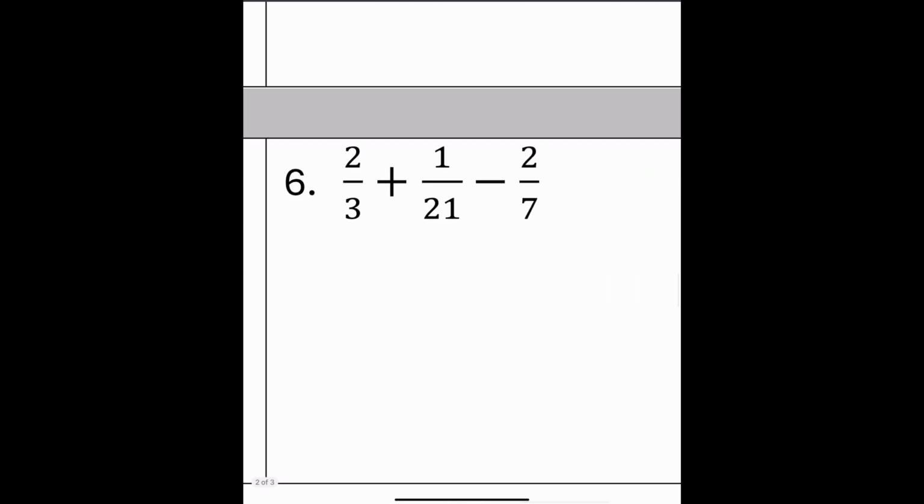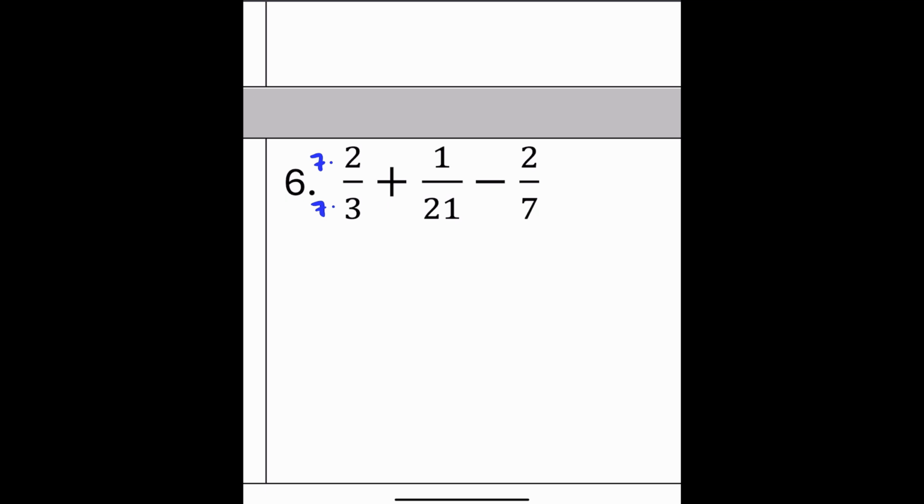All right, so 2/3 plus 1 over 21 minus 2 over 7. Okay, so this is the largest number that I can see. Is there any way that I can make these 21? Well, yes, I could. I can multiply this 3 by 7, and whatever I do down below, I can do up top, right?